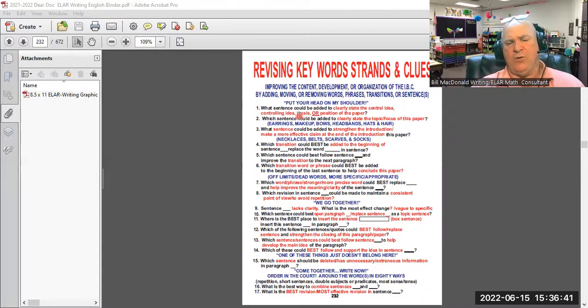And so if you already have the binder, you'll be able to practice the 2 passages of revising by looking at page 232 of the binder.